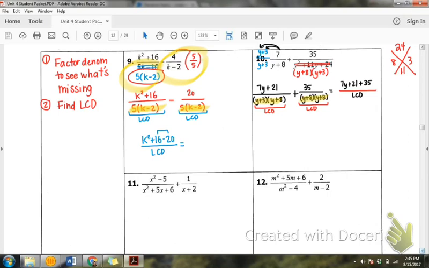Okay, let's simplify. What is 21 plus 35? 56. So I have 7y plus 56 over my LCD. Aspen? Okay, Aspen noticed, hey, I have a greatest common factor in my numerator. It's a 7. What did you say that leaves us with? Y plus 8. Okay.